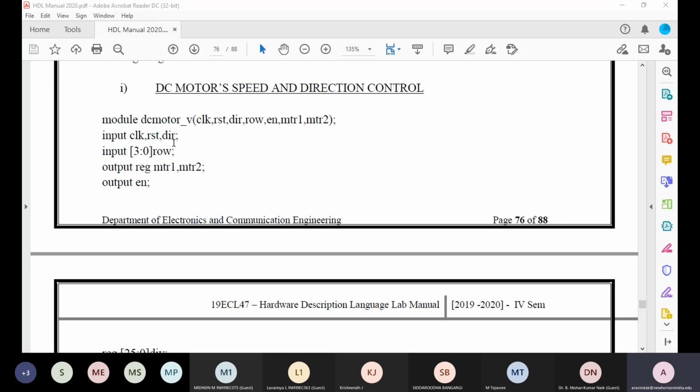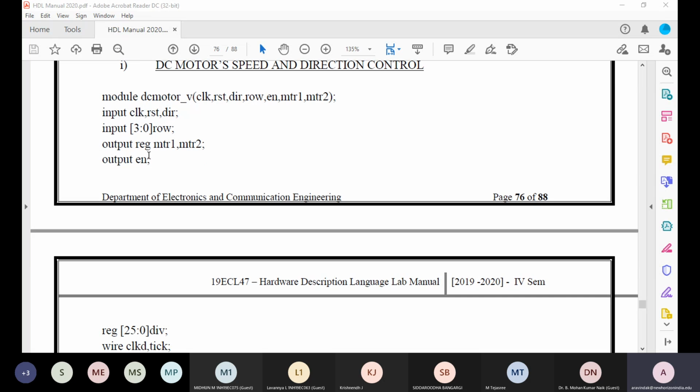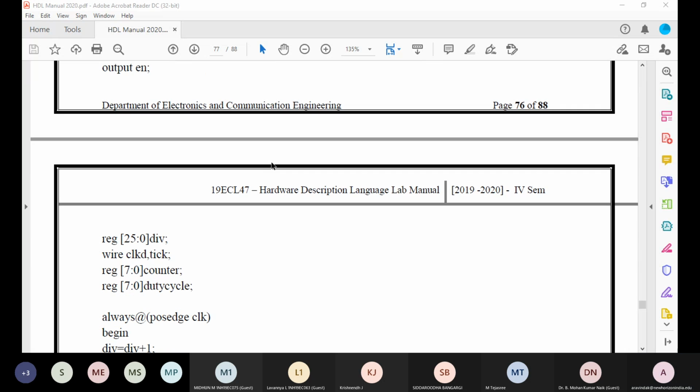So these are all the variables which you define: input clock, reset, direction, and input row. There is a 4-bit row there. By means of 4 keys, whichever key we press, based on that the speed is going to be selected. And output register motor 1 and motor 2. This is what I told you, either 10 or 01. Then output enable. Now we have one register called div. Now div, look at this. This is a 26-bit register.